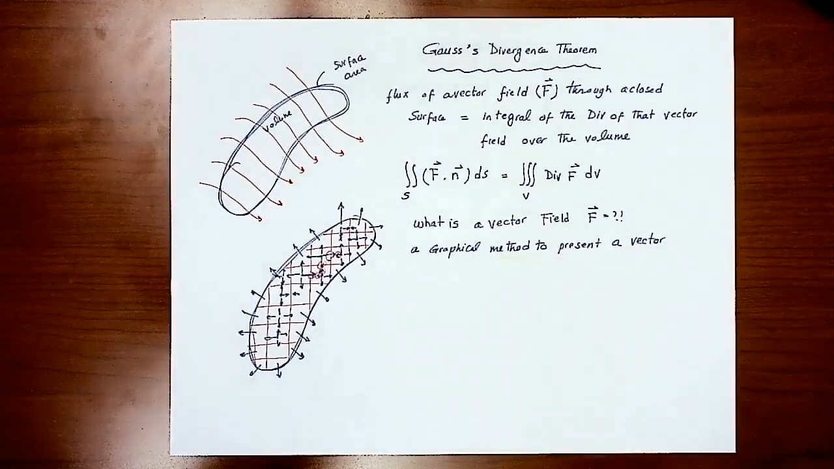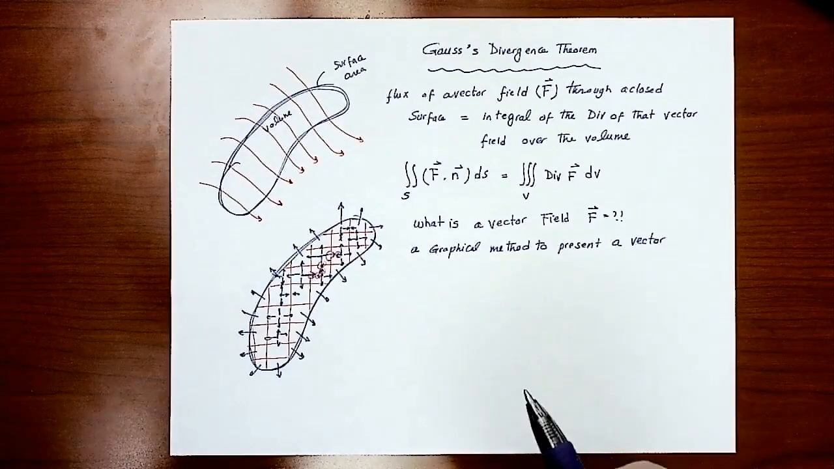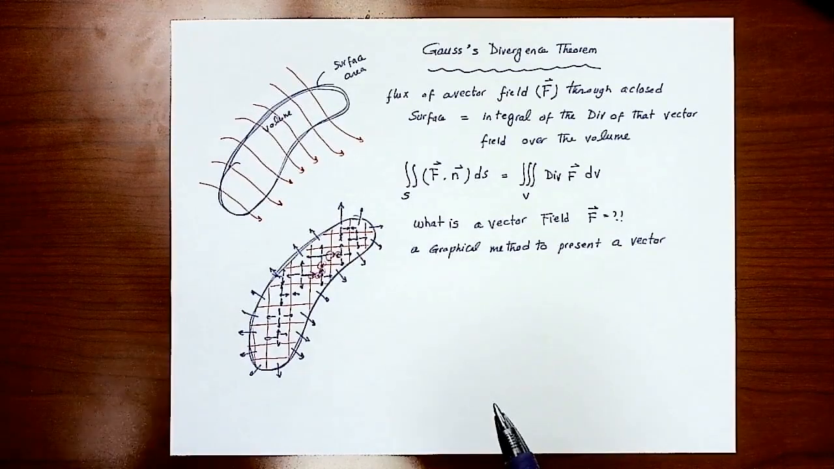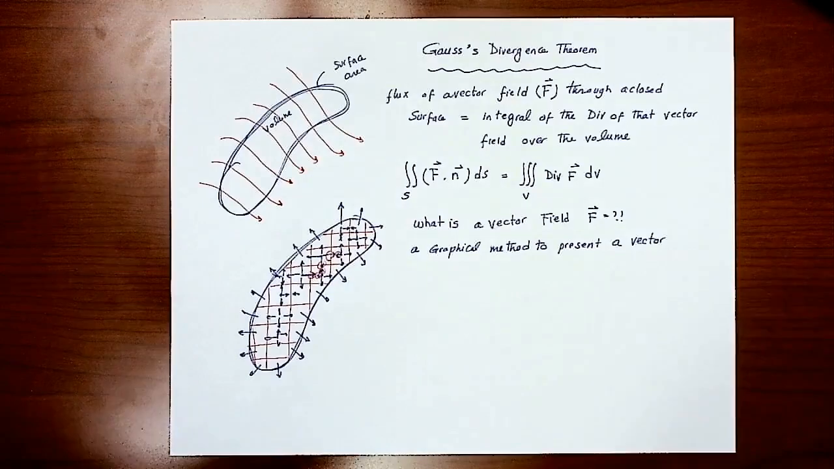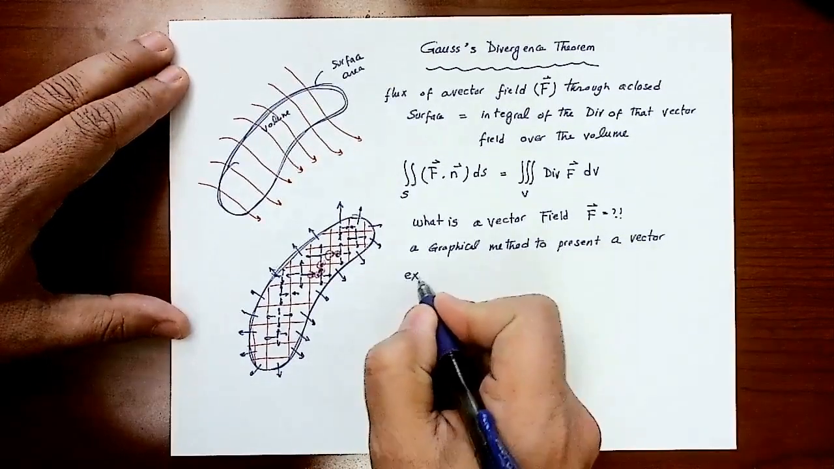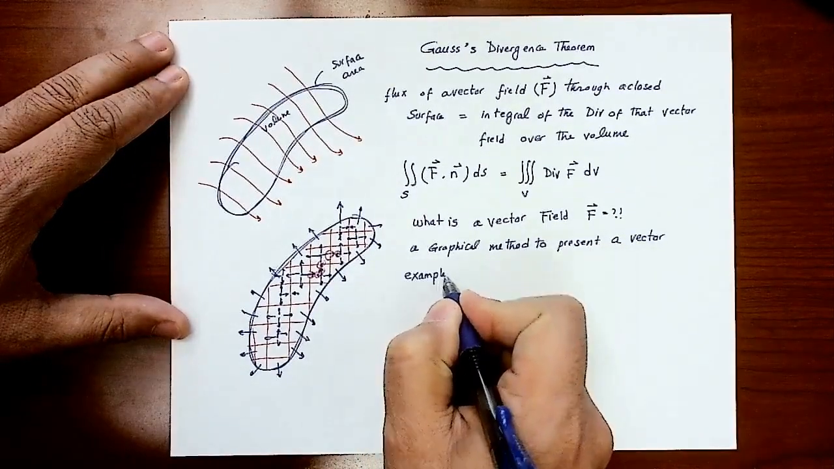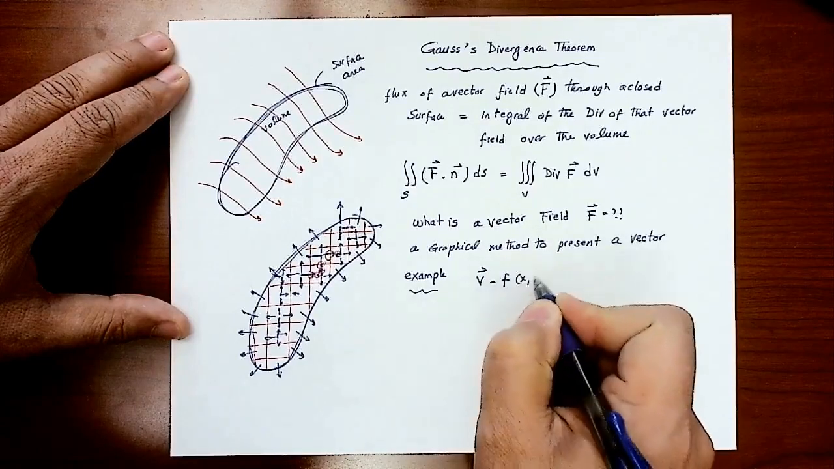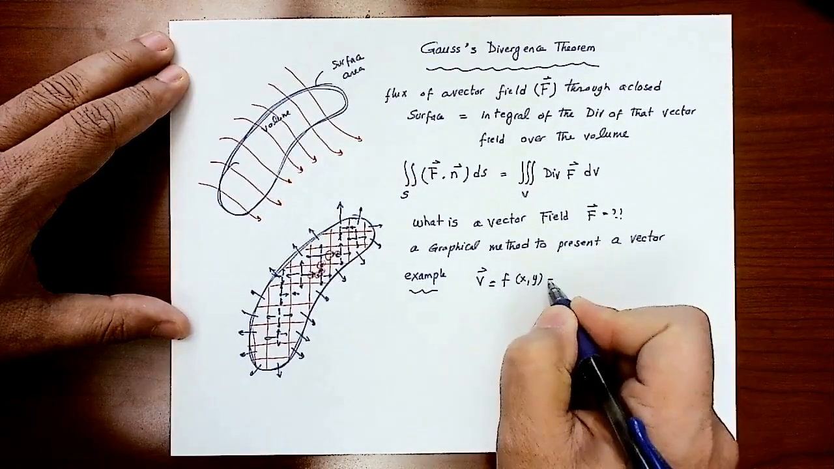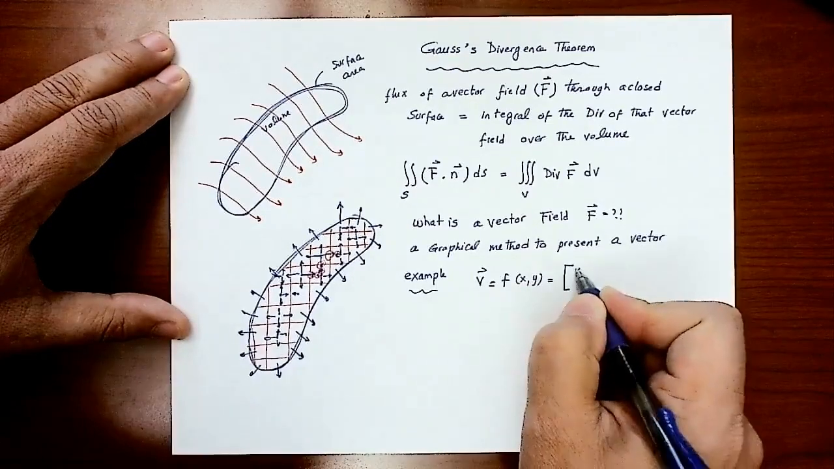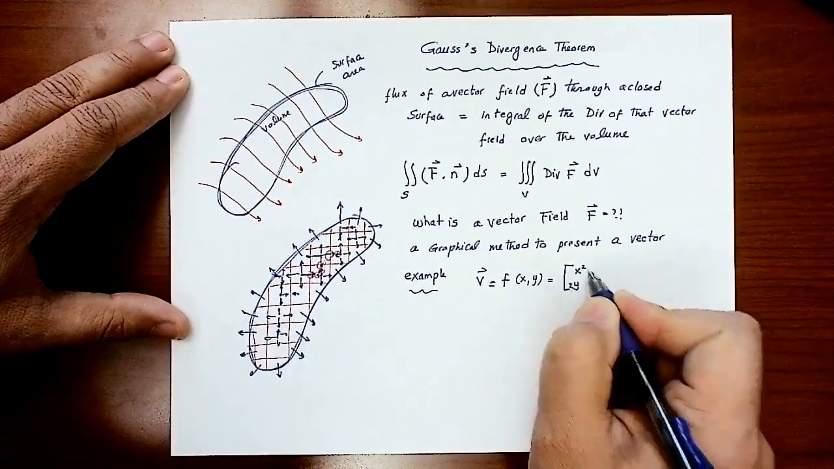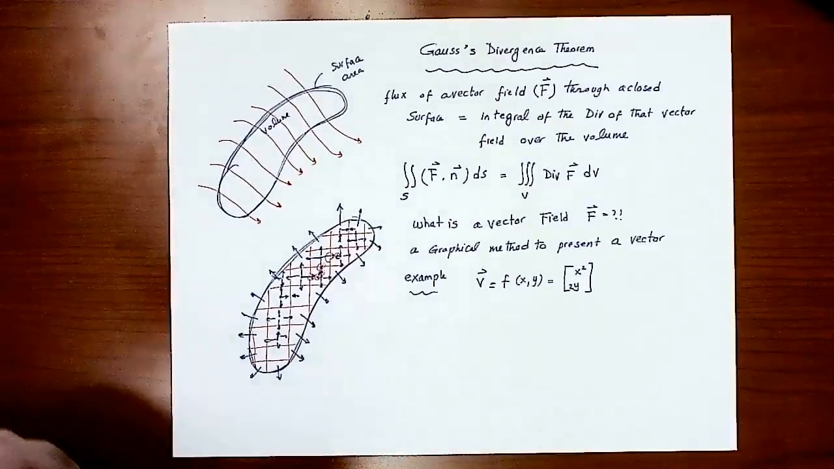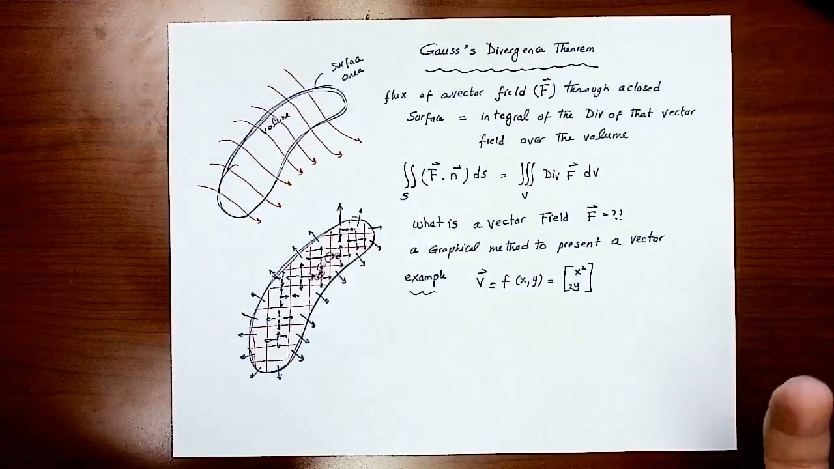And since we are dealing with velocity, and velocity is always a vector, that's what we need from a vector field. So for example, let's assume I have a velocity vector that's a function of x and y, and it has two components given by x squared and 2y. How are you going to visualize that velocity vector?